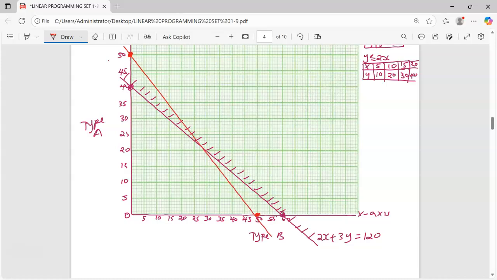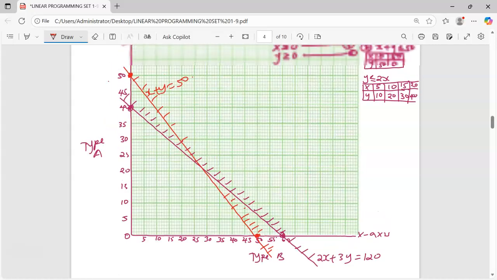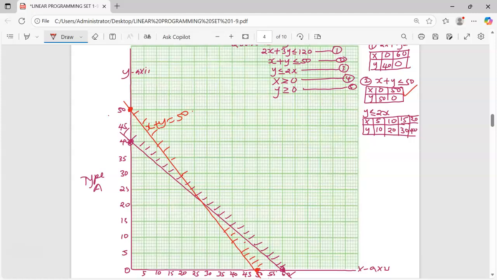Once we have done that, we shade again the upper part because what we need is below the line. This line is x plus y is equal to 50. Then the other one is where we have the third one.